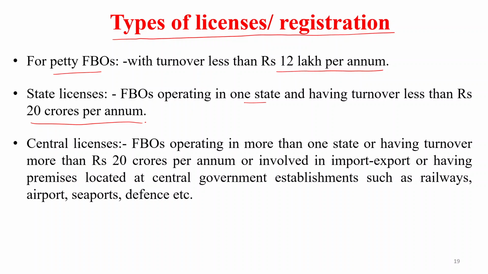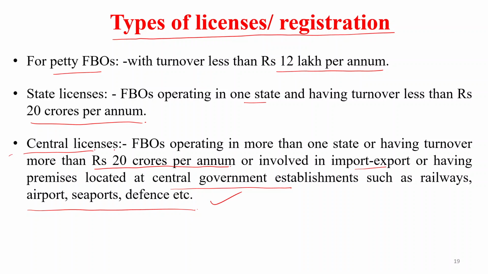And if a food business operator is operating in more than one state or having turnover more than 20 crores per annum, or involved in import or export, or having premises located at central government establishments such as railways, airports, seaports, defense, then he has to take the central license.